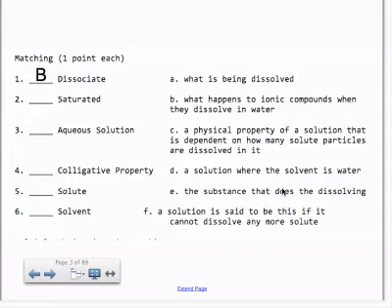Dissociate is what happens to ionic compounds when they dissolve in water. The ions actually break apart into separate ions, which are then dispersed throughout the water. They dissociate. The bonds are broken between them.